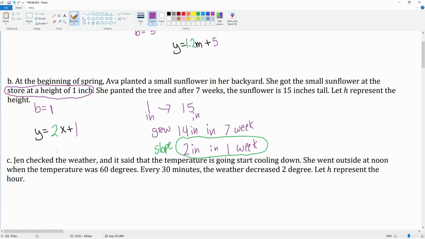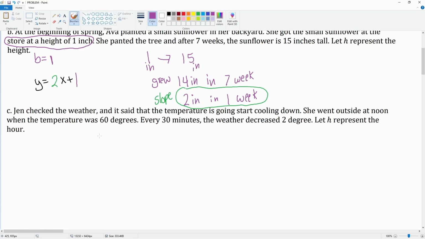The fourth week, it is 7, right? Then so on. So it goes from 1 to 3 to 5 to 7 to 9, right? It's adding 2 each week, and after 7 weeks it is 15 inches tall.